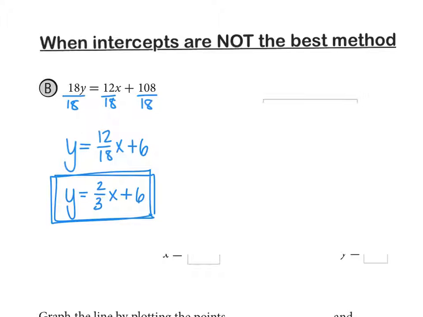Even though the directions ask us to graph, we're just going to leave it there for today and talk about how to deal with that tomorrow.